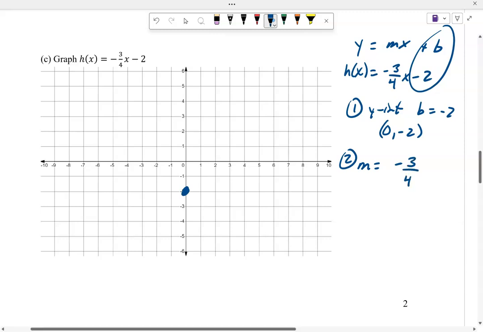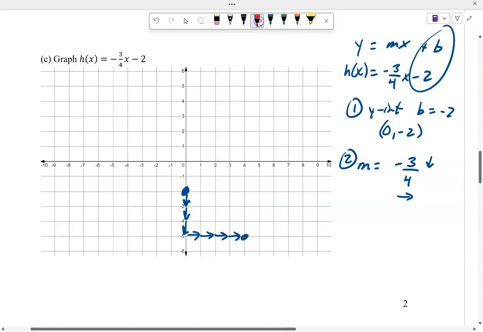So is it up or down? Well, it's a -3, so I'm going to go down 3. And then is it right or left? I'm going to go right, +4. So down 3, 1, 2, 3, and right 1, 2, 3, 4. And I'm going to put a dot right there.